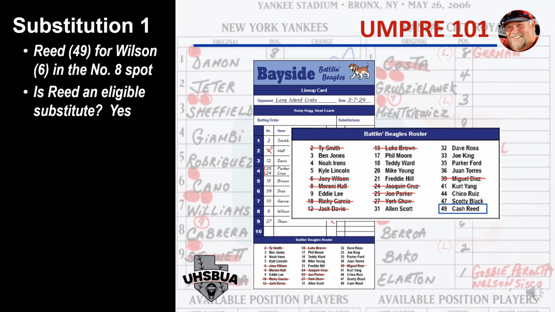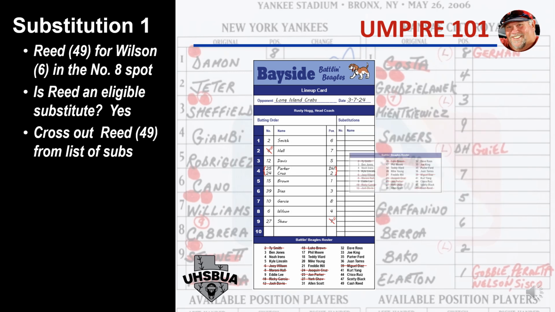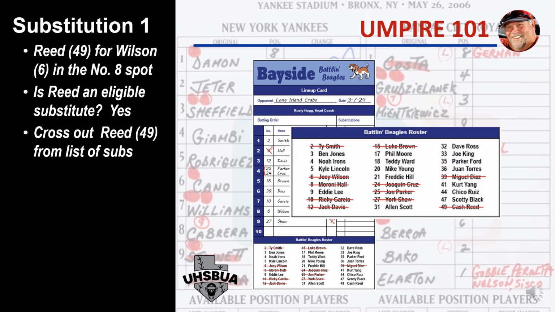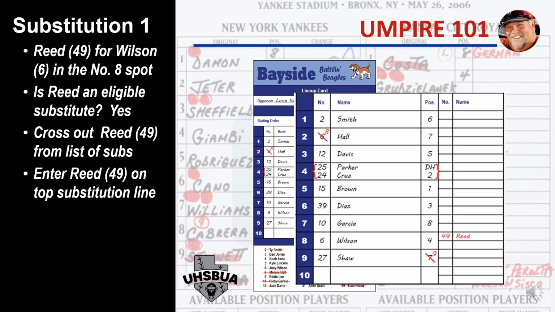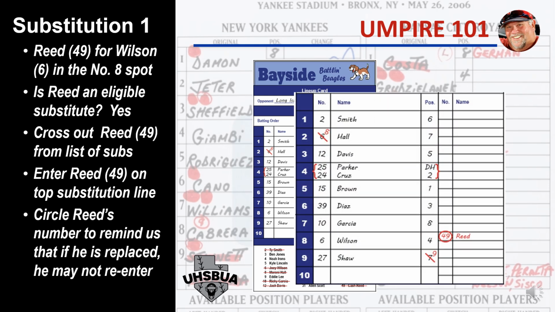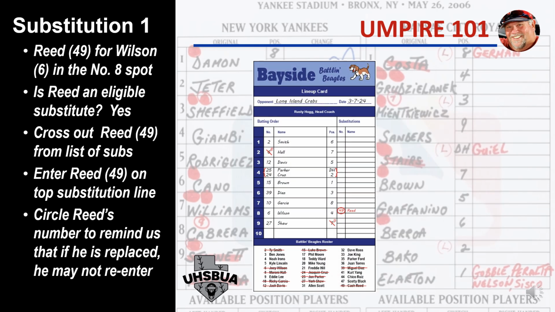To enter the substitute on the lineup card, we first cross out number 49 Reed on the roster to show he has been used as a substitute and cannot re-enter the game if he is subsequently removed. Next, we enter number 49 Reed on the top substitution line for number 6 Wilson. We circle his uniform number to remind ourselves that once he is removed, he may not re-enter.